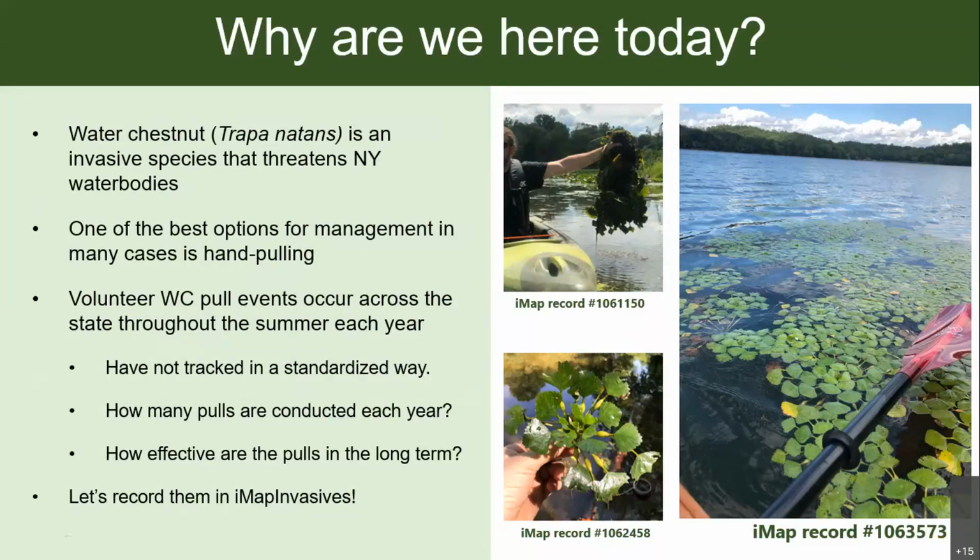So the iMap team has been working with the PRISM network and DEC to figure out how we can better handle these sorts of questions. What we've landed on is leveraging the pre-existing database. iMapInvasives is the invasive species database. So we're going to talk today about how we can use iMapInvasives to collect water chestnut data across the state in a more standardized way.